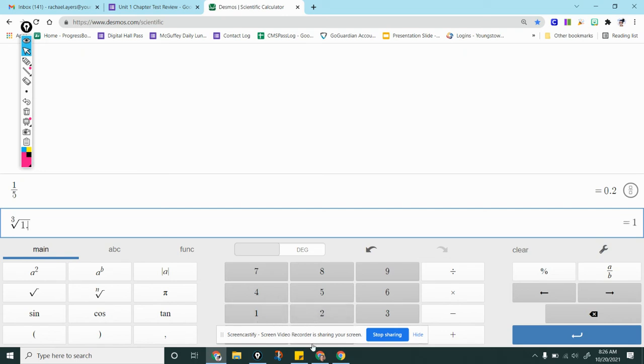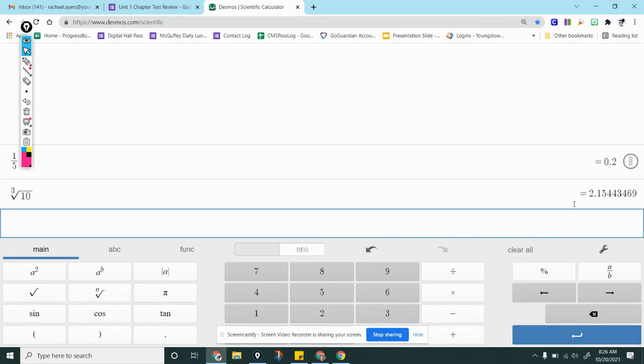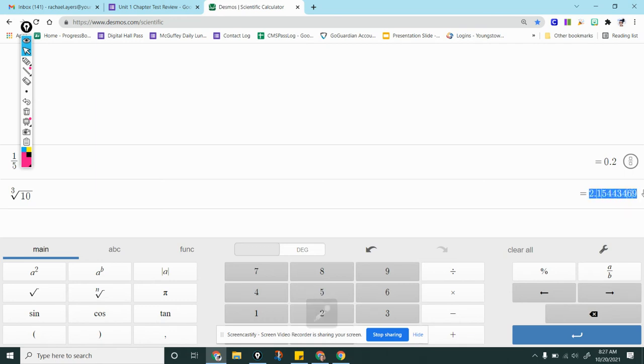Oh, the 0 is hidden under there. Let's see if I can just type the 0. I can. And actually, there it is. It was a little bit more than 1/10. It was 2 and 15 hundredths-ish.